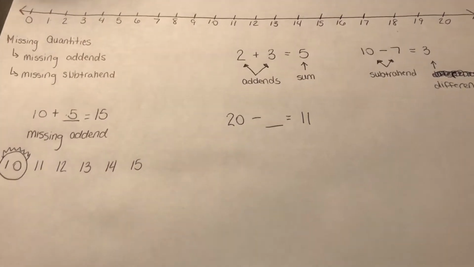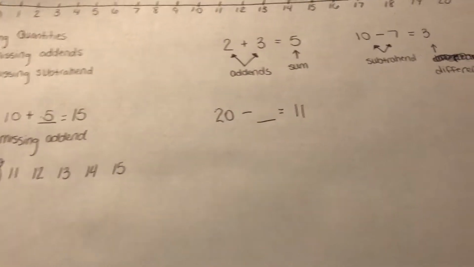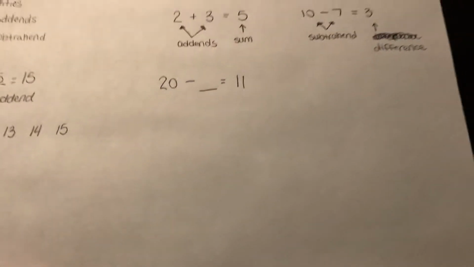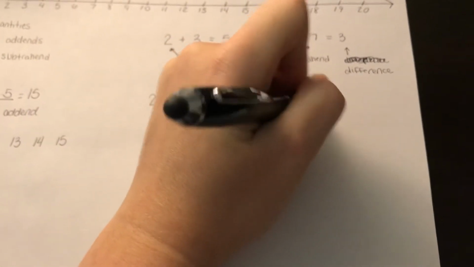So what we usually like to do is use a fact family. When we're talking about fact families, I will show you an example right now. I'm just going to write the words fact family here.